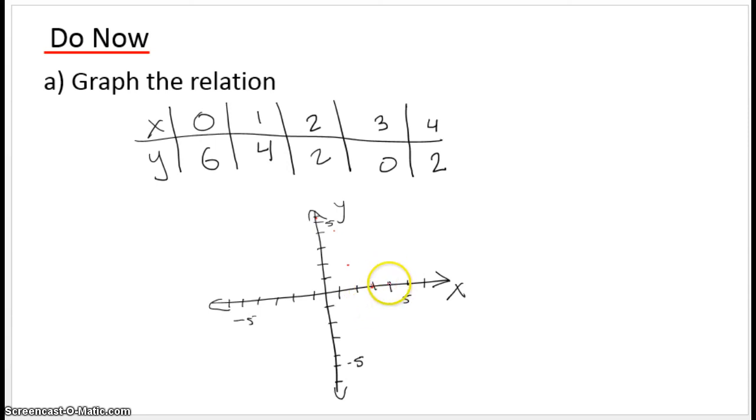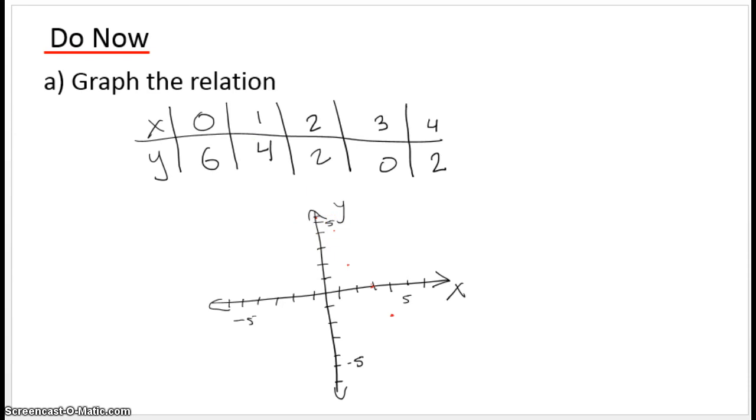And when x is 4, y is going to be 2. This is actually a typo because it should be -2. So I apologize for that. If we were to connect those dots, we find out then, well, that is a very bad line. All right, let's try that again.